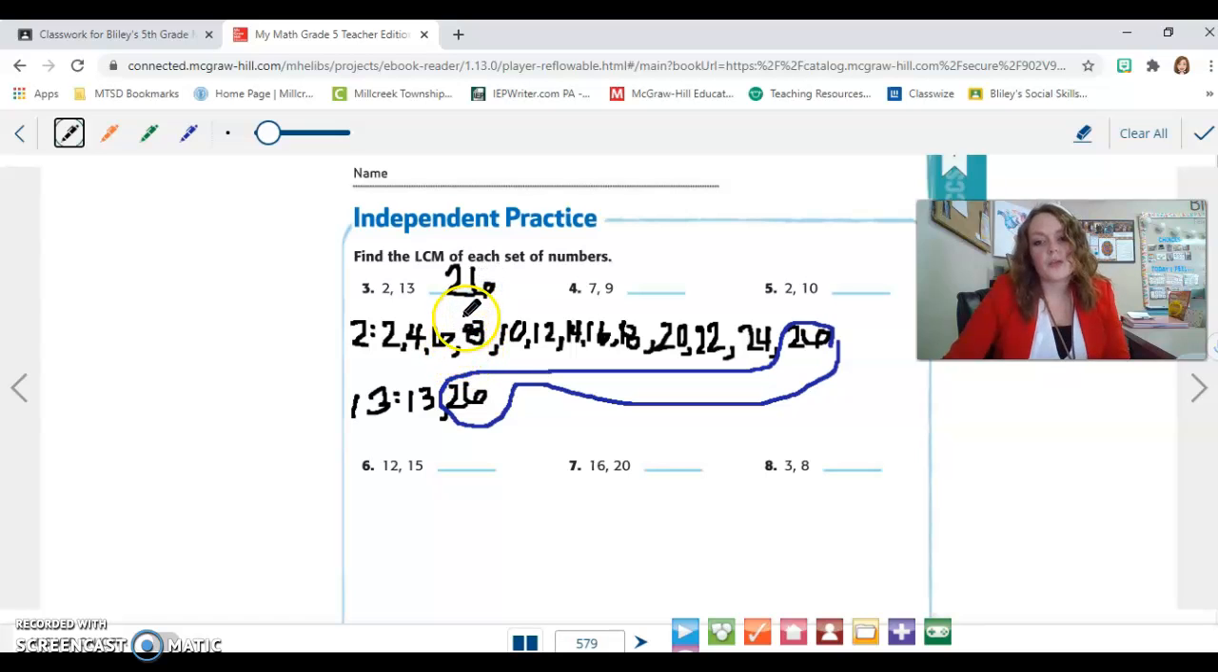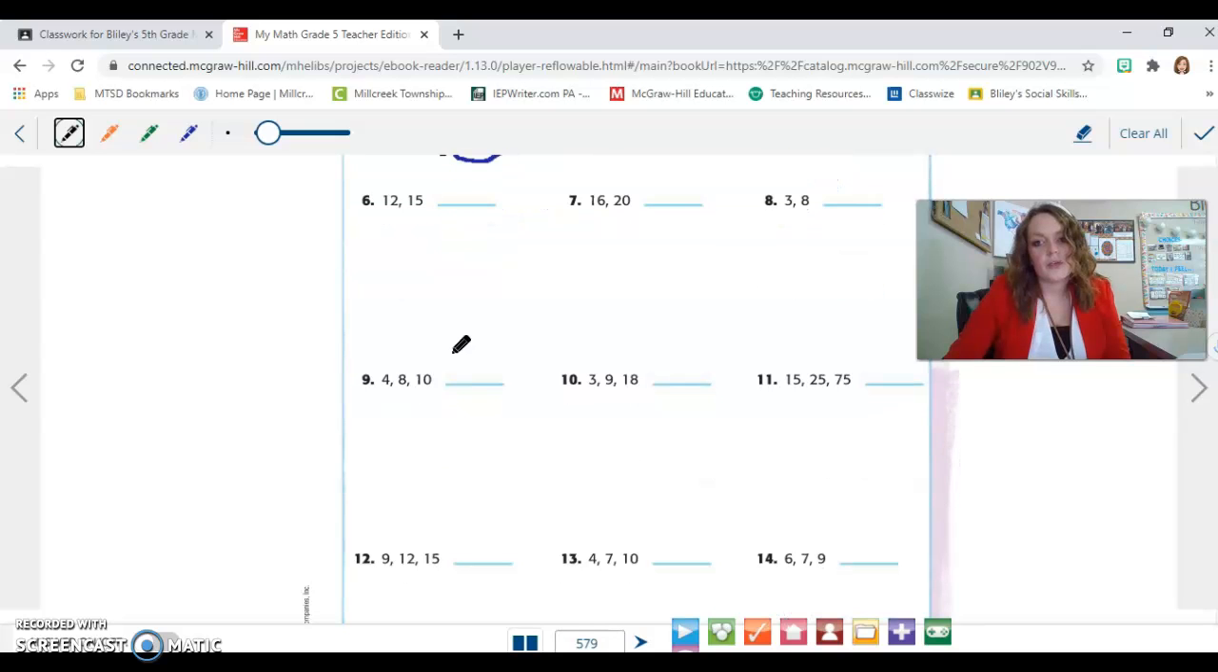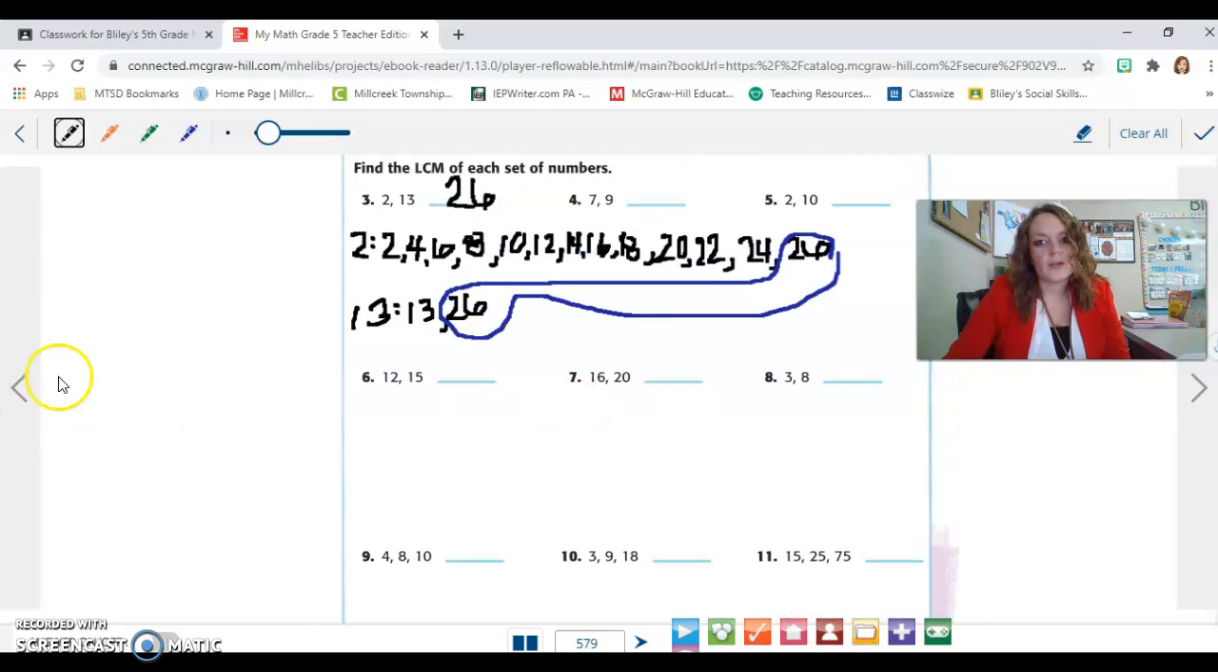I would like you to do numbers 4, 5, 6, 7, 8, 9, 10, 11. So for practice, you're doing 4 through 11. Hand that in, and if you have any questions, please comment, and I will get back to you as soon as possible.